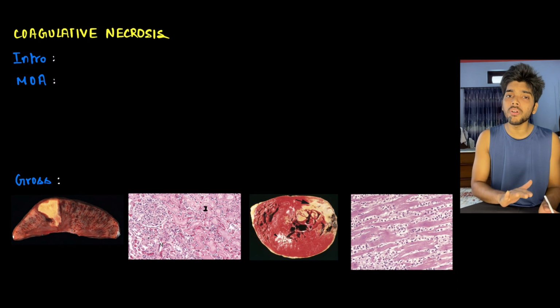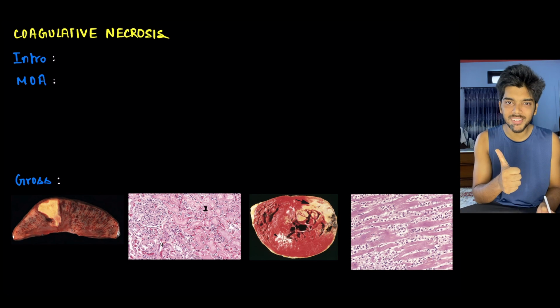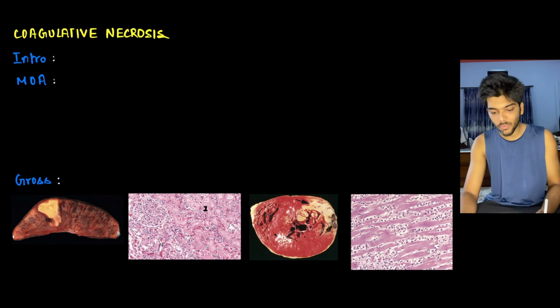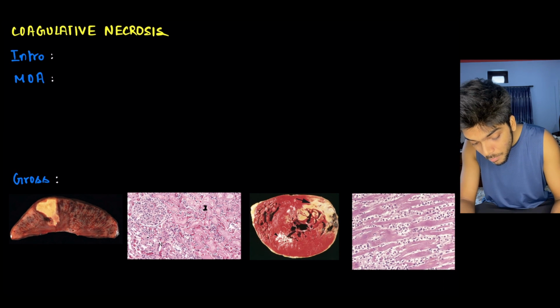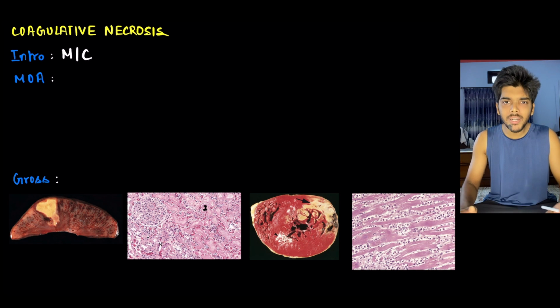We are going to learn about all the types of necrosis under three headings. Number one, introduction. Number two, mechanism of action. And number three, morphological features, both gross and microscopic. First is coagulative necrosis. It is the most common type of necrosis and it makes complete sense.